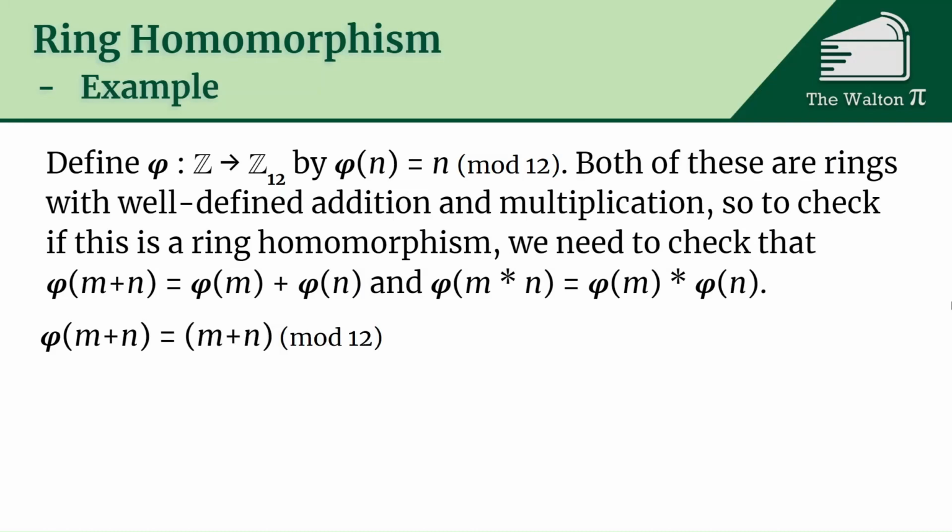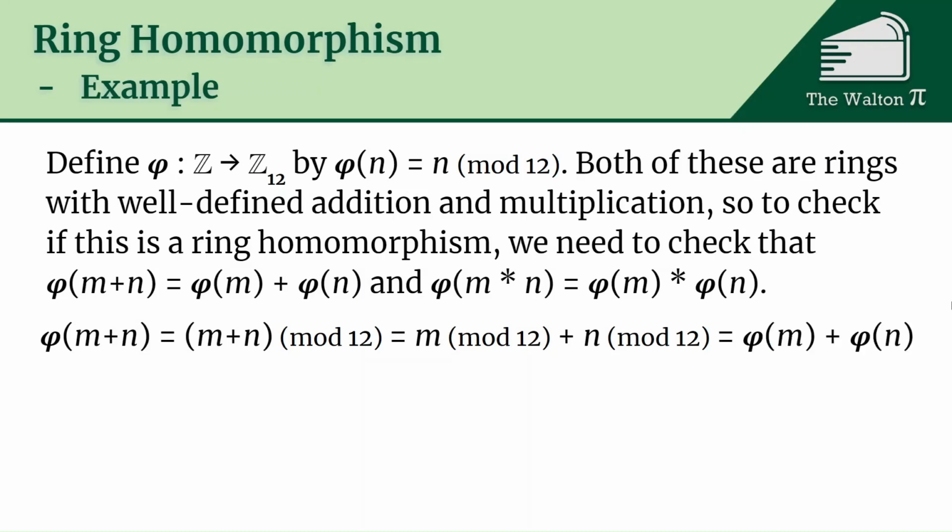So let's start off with phi of m plus n. Well, that is m plus n mod 12, which we can break up as m mod 12 plus n mod 12, which is phi of m plus phi of n. So we have the first condition. We have the group condition to show if this is a ring homomorphism.